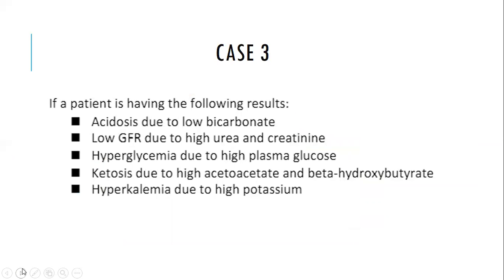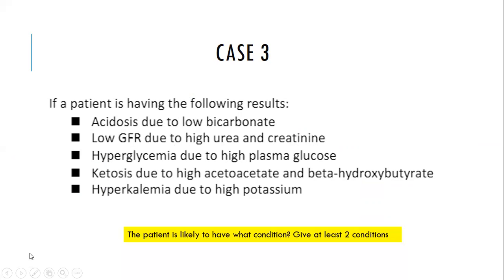Now, the final and simple, easy case. A patient has the following results: acidosis due to low bicarbonate, low glomerular filtration rate due to high urea and creatinine, hyperglycemia due to high plasma glucose, ketosis due to high acetoacetate and beta hydroxybutyrate, and hyperkalemia due to high potassium. The patient is likely to have what condition? Give at least 2 conditions.